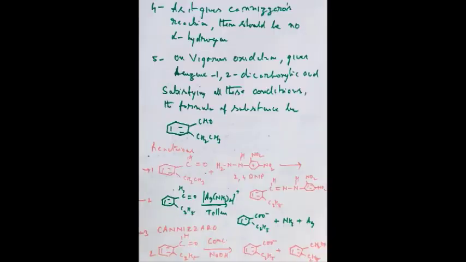As it gives a Cannizzaro reaction, there should be no alpha hydrogen. On vigorous oxidation, as there is no alpha hydrogen, the CHO group must be connected to benzene ring directly. On vigorous oxidation, it gives benzene 1,2-dicarboxylic acid. That means the remaining 2 carbon atoms must be present adjacent to the CHO group on the benzene ring. Therefore, satisfying all these conditions, the formula of the substance is represented as C6H4(C2H5)(CHO), that is 2-ethylbenzaldehyde. The reactions are shown here.